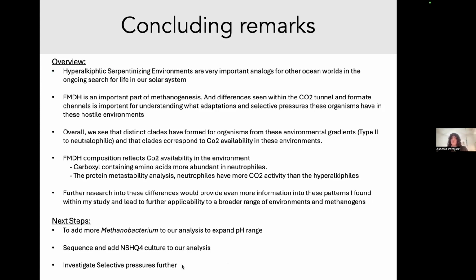Some of our next steps that we thought of with this analysis were to add more Methanobacterium to our analysis to expand our pH range and be able to make it applicable to a broader range. And we also would like to sequence and add an NSHQ field culture to our analysis and investigate further selective pressures like pH or CO2 in this environment. And these are preliminary results, and we would like to eventually investigate this further because we got some very tricky results.